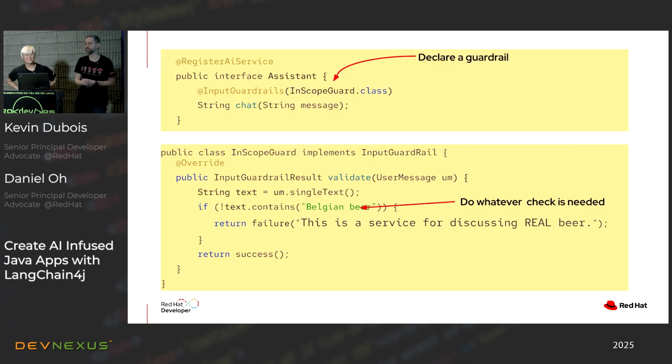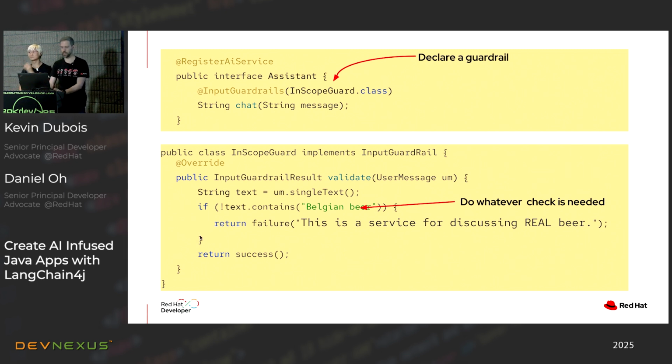So the way that you use guardrails, again, is the same kind of concept: you have an interface assistant, you annotate it with register AI service to interact with a model, and then you annotate the actual method that interacts with the model with this input or output guardrail, and then specify some class that can do some functionality, right? In this case, it's relatively simple, and my arrow is a little bit overlapping here, but you can see here we have just input guardrail results validate.